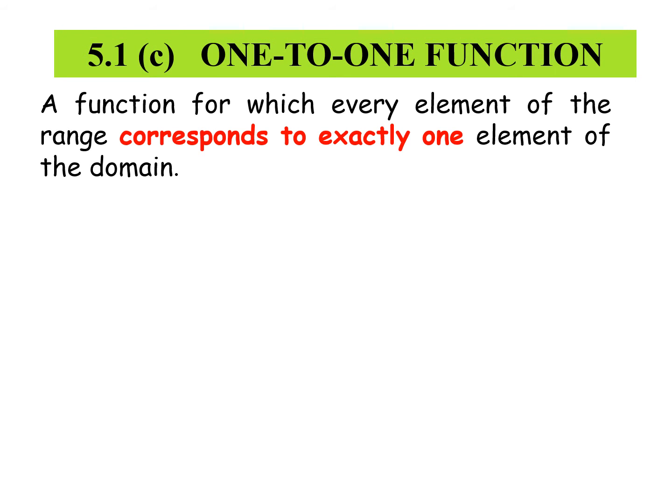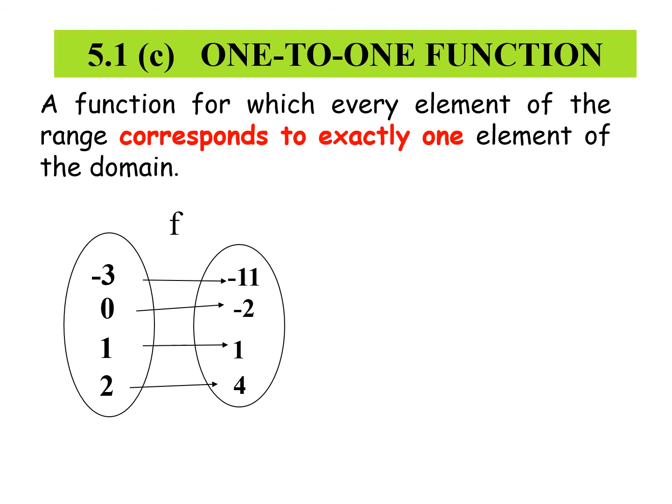One-to-one function. A function for which every element of the range corresponds to exactly one element of the domain is known as one-to-one function. This is one-to-one function since every element of the range corresponds to exactly one element of the domain. As you can see, the arrow from -3 to -11, 0 to -2, 1 to 1, 2 to 4. Here, every element of range corresponds to exactly one element of the domain.